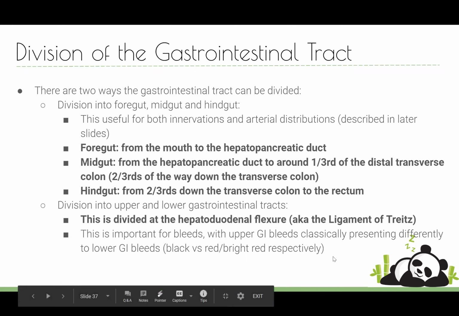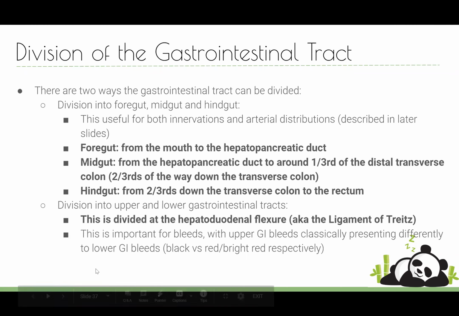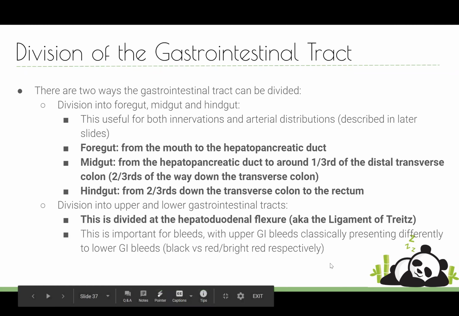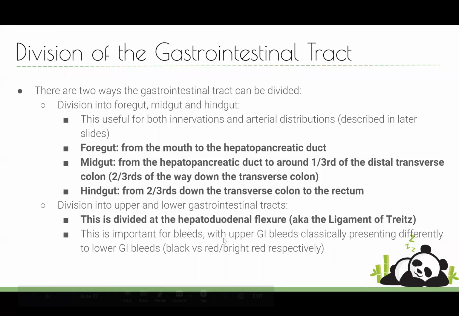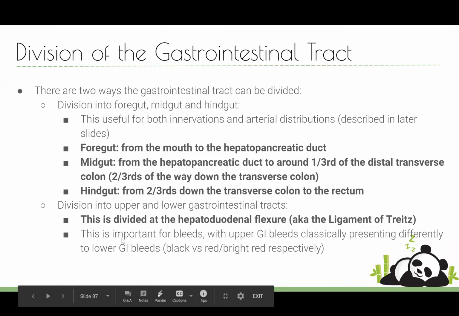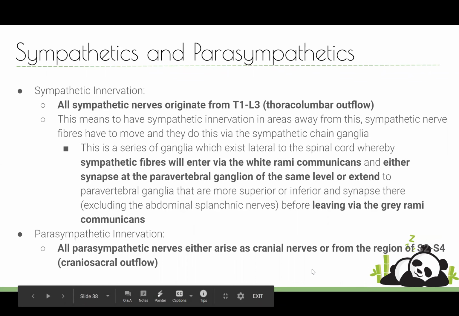And this is important for clinically differentiating between upper GI and lower GI bleeds, at least for you guys for now. So black indicates an upper GI bleed because it's had more time to go through. Red and bright red is more of a lower GI bleed because it hasn't had enough time to digest, effectively. Okay, so sympathetic innervation.